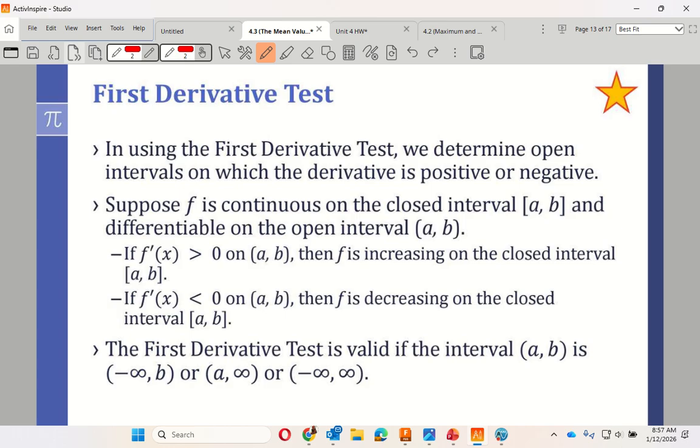Determine open intervals in which the derivative is positive or negative. Suppose that f is continuous on the closed interval and differentiable on the open interval. Then it is increasing on the closed interval, or decreasing on the closed interval. The first derivative test is valid if the interval is from negative infinity to b, or from a to infinity, or from negative infinity to infinity.